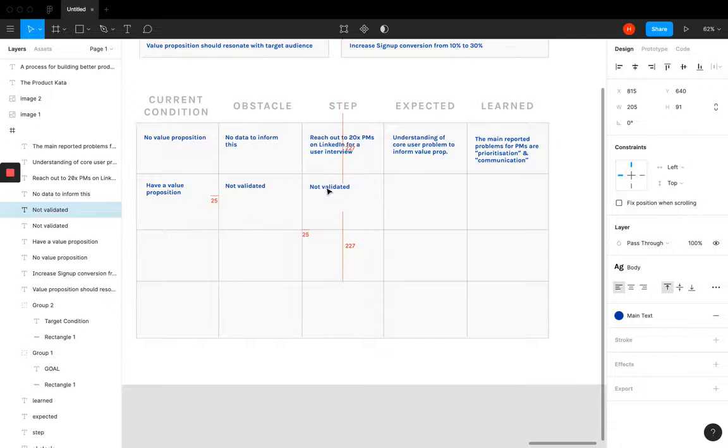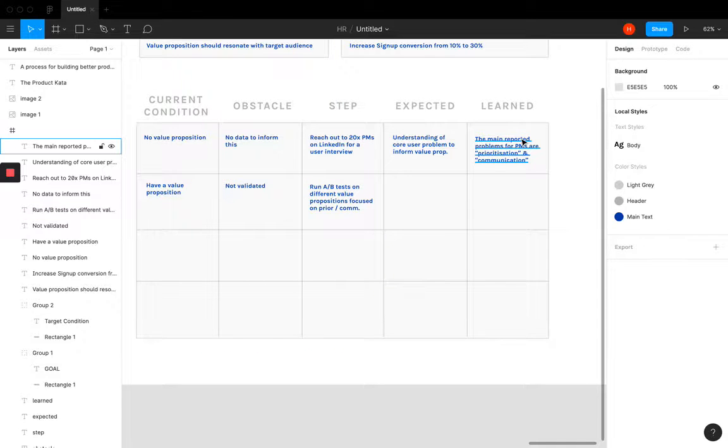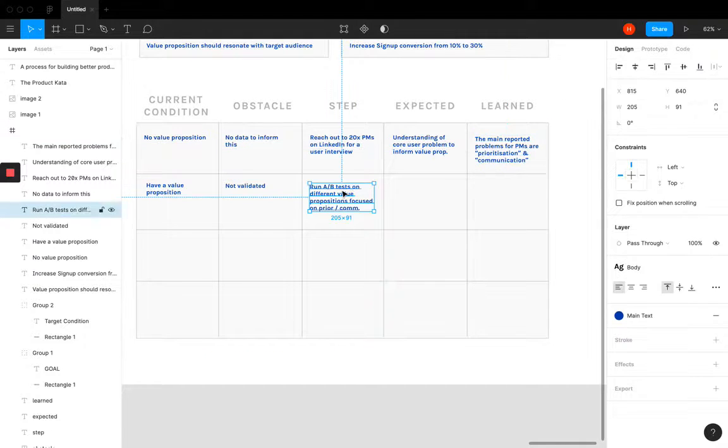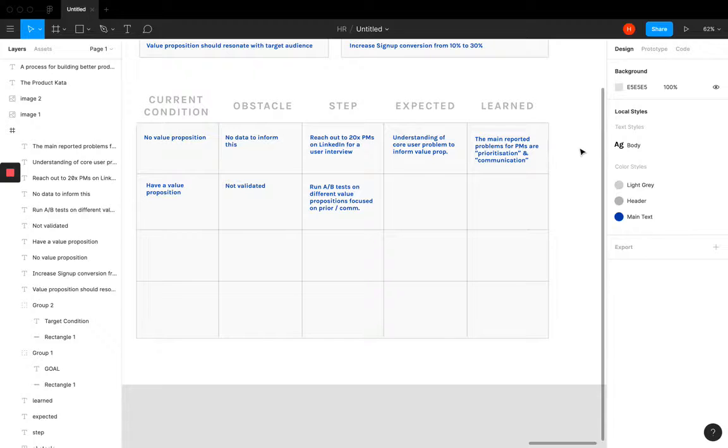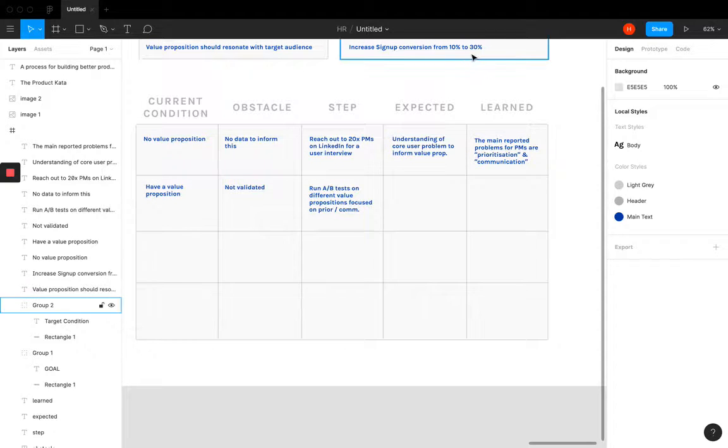What is the step? So we're going to run, let's say, an A/B test on different value propositions, focused on prioritization and communication, right? Linked to our learning from before. See here how we have not defined what we work on until we've derived a learning, right? Because we are taking steps. We're not simply getting through a long to-do list in our backlog. We are acting on the learning. So we're taking steps, moving further and further, closer and closer to our objective here.